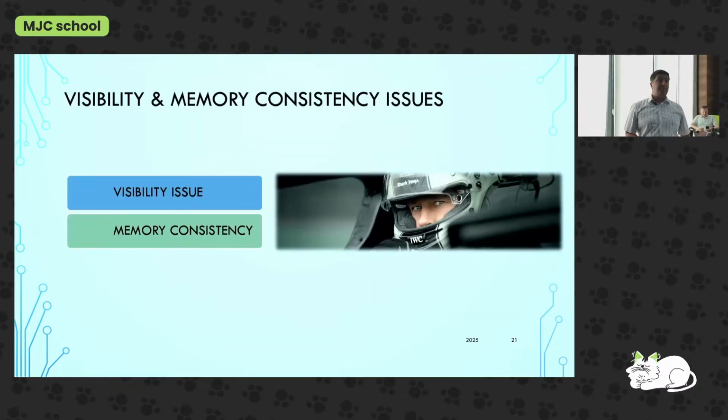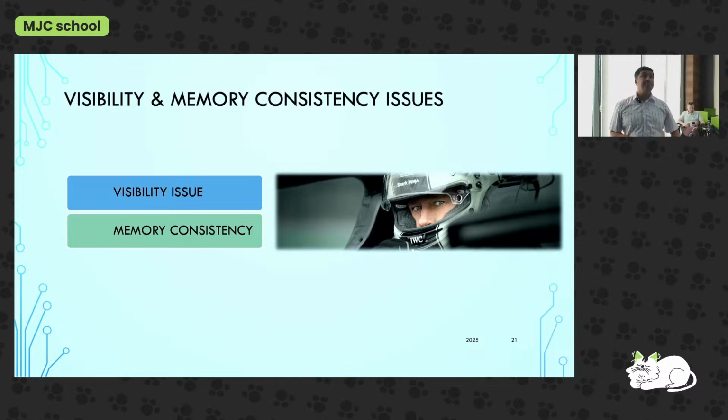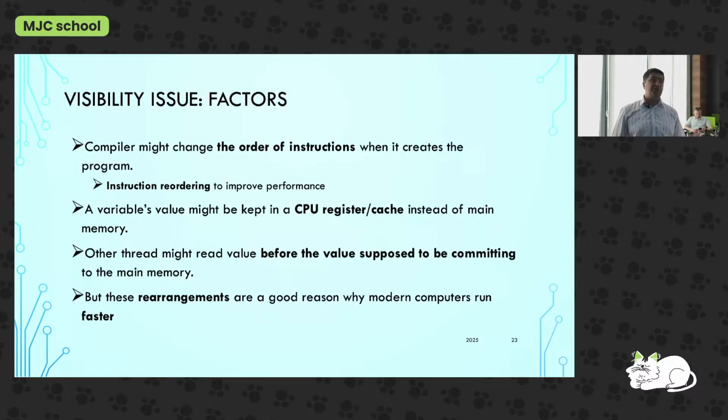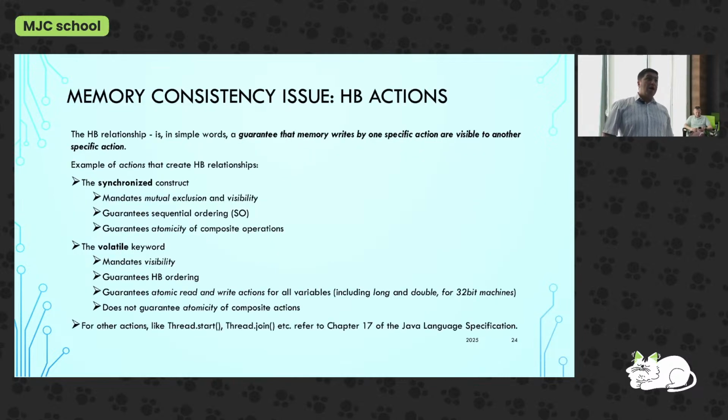Let's discover visibility and memory consistency issues. It's about partially constructed, stale objects. So it's about reordering. Reordering may happen by the compiler, by the JVM, by the operating system, by the CPU. They are free to do reordering because of performance. These are factors which can impact the visibility issue, as we already discussed.